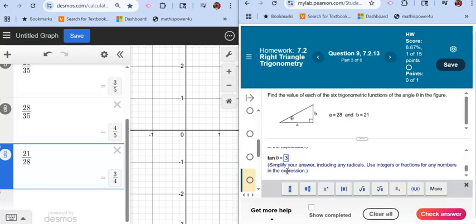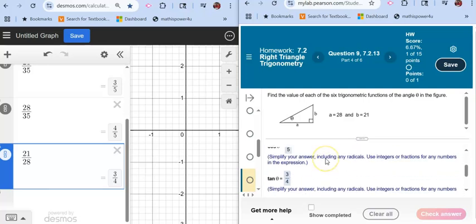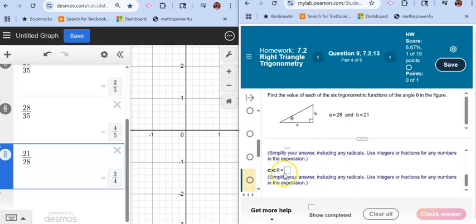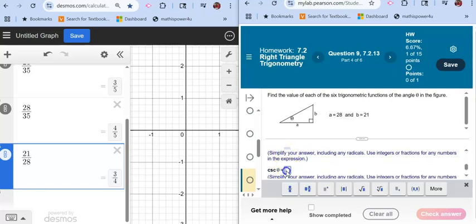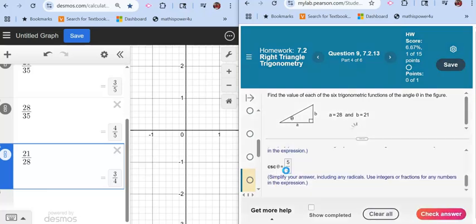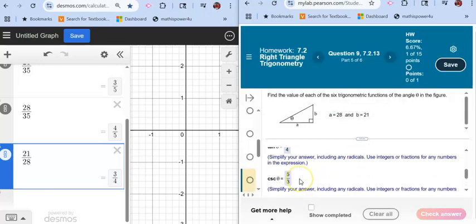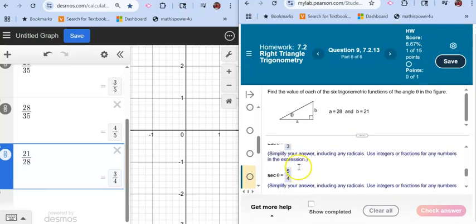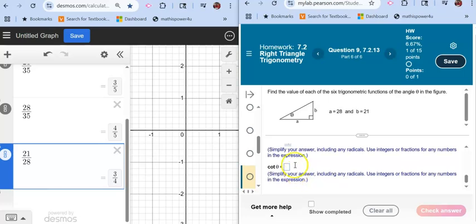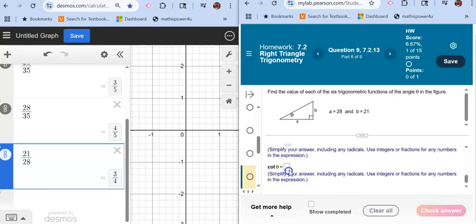Now the nice thing about the last 3 is they're just the reciprocals of the first 3. You just need to know whose reciprocal. So cosecant is the reciprocal of sine. So flip that over, put the 5 on the top, the 3 on the bottom, and you got cosecant. Same thing, secant is the reciprocal of cosine, so 5 on top, 4 on the bottom. Finally, cotangent is the reciprocal of tangent. So tangent is 3/4, so cotangent then is 4/3.